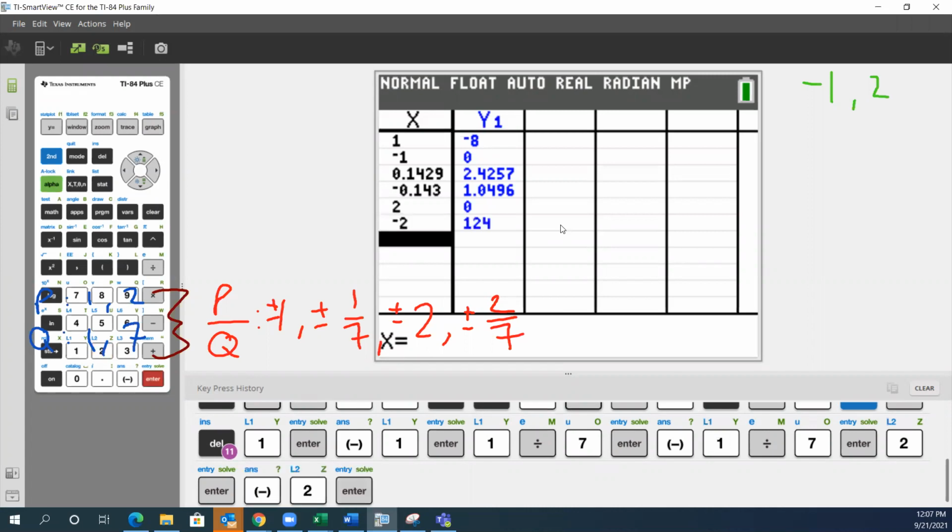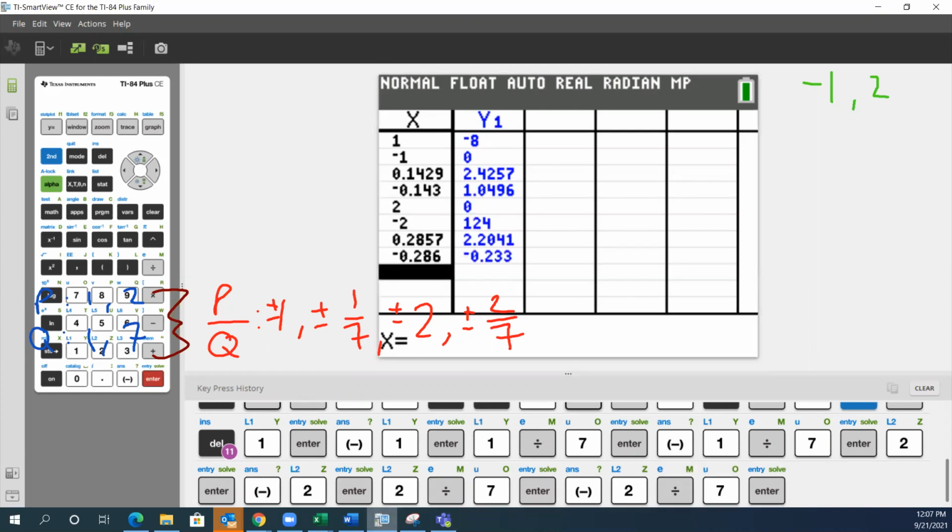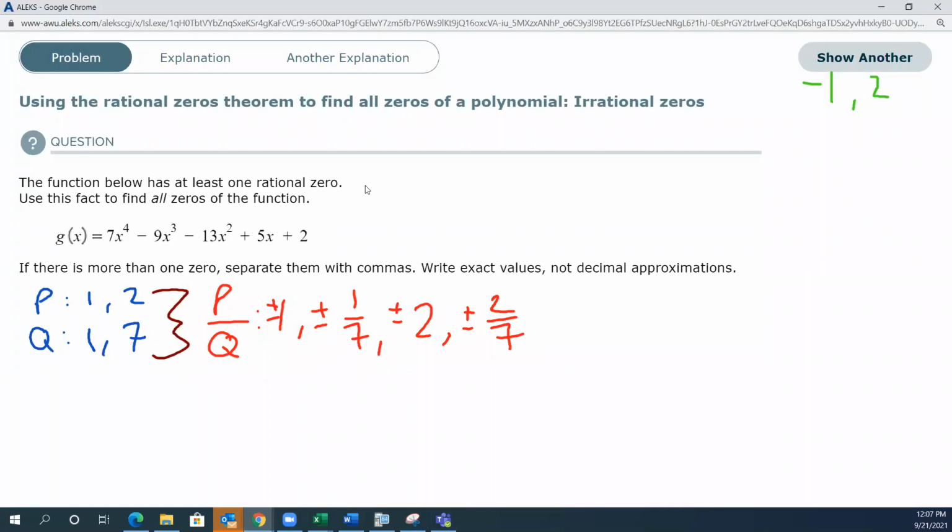Okay, so -2 doesn't work. 2/7, no. -2/7, no. Okay, so just like we suspected, -1 and 2, those are our guys.